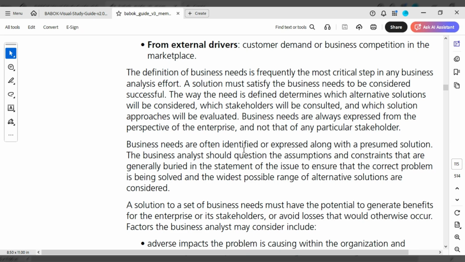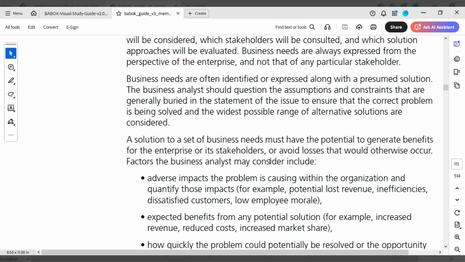Business needs are always expressed from the perspective of the enterprise and not that of any particular stakeholder. So no particular stakeholder owns a business need. Please be mindful. So it has to be the enterprise. Okay. So business needs are often identified or expressed along with a presumed solution. So, for example, we are not making money. We think this is the way we could fix it, but now you as a business analyst come in and help to break this up, and help them recommend and all whatnot.